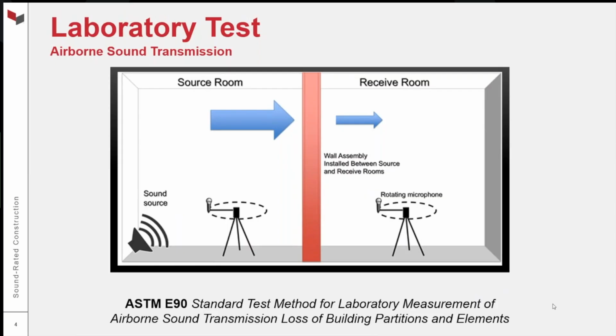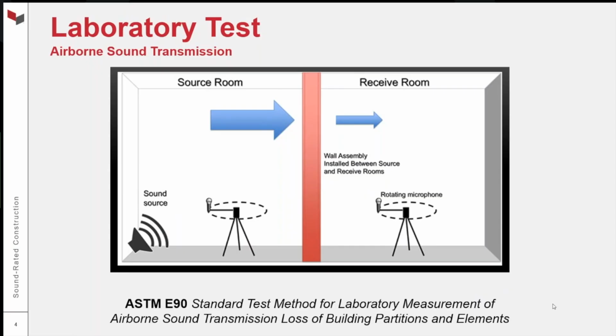And that wall is built between these two rooms. Fairly straightforward test. In the field, it's ASTM E336. It's a similar test. Again, you're going to have a loudspeaker in one room you're treating as the source room. You're going to be taking sound pressure level measurements in that room and whatever the receive room is for the wall that you're trying to test.